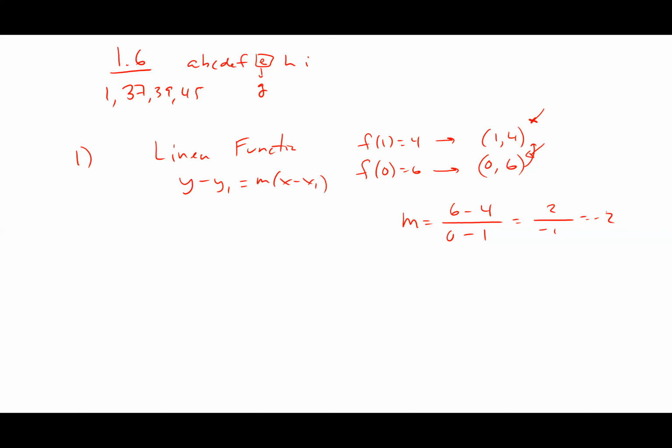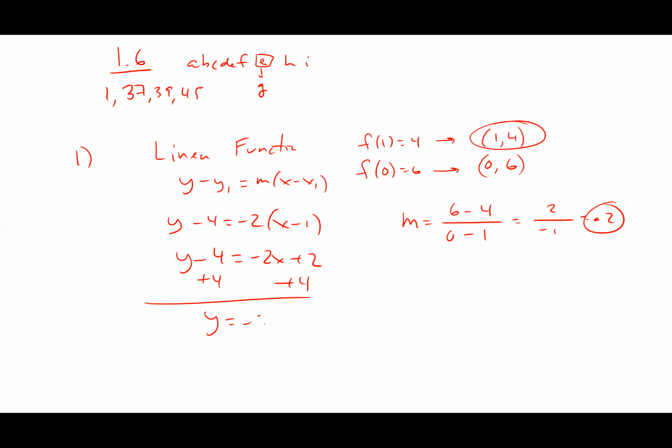Then what we do is we just pick a point. It doesn't matter whether 1, 4 or 0, 6, because both these points are on the line itself. When did we do something like that? You guys remember 1.4 maybe? No, 1.3. Yeah, 1.3 is when we did that, so take a look at 1.3 if we need to go back. I'm going to pick 1, 4 as my point. My slope is -2. So y minus 4 equals -2 times x minus 1. Distribute the -2 into here, add 4 both ways, and we get ourselves the answer.